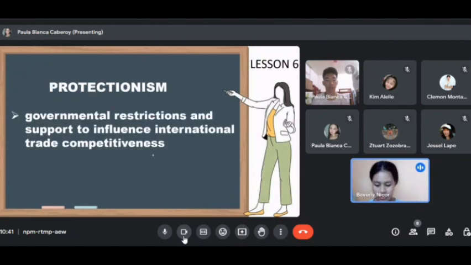Now, let's proceed in discussing trade protectionism. So first, let us discuss what is protectionism. Protectionism is governmental restrictions and support to influence international trade competitiveness. This means that governments can enact rules and regulations that make it harder or easier for businesses to compete in international trade. It can involve limiting imports or providing subsidies to domestic industries to make them more competitive.